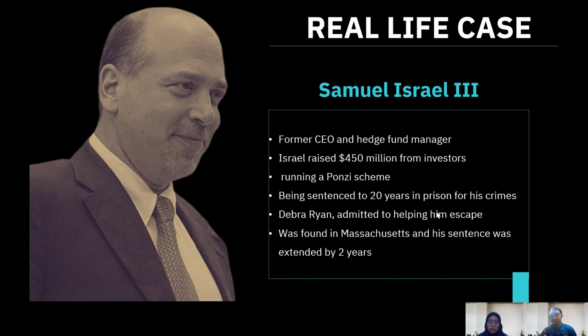Okay. So Debra Ryan ni, which is dia punya girlfriend, mengaku ataupun tertuduh yang tolong Israel ni untuk lari daripada penjara. So nama dua orang ni, Samuel Israel and Debra Ryan, was famous lah dekat America Most Wanted pada masa tu. So tahun tu juga, dalam 2008 juga, dia ni dah dijumpai dekat Massachusetts dalam United States, and dia punya hukuman disambung kepada 2 tahun tambahan disebabkan dia punya percubaan untuk melarikan diri. Okay. So that's all untuk case ni.